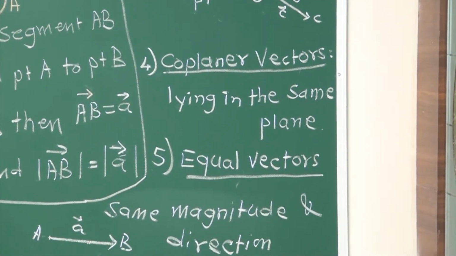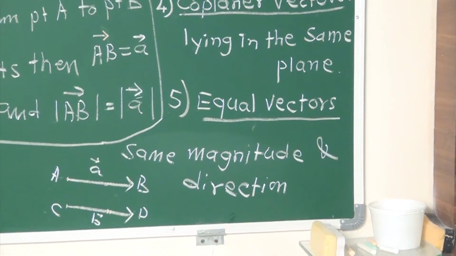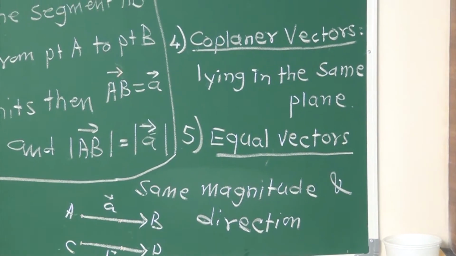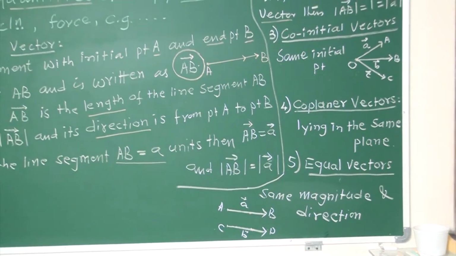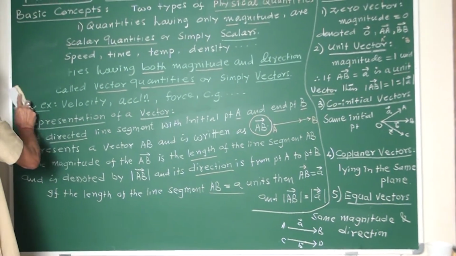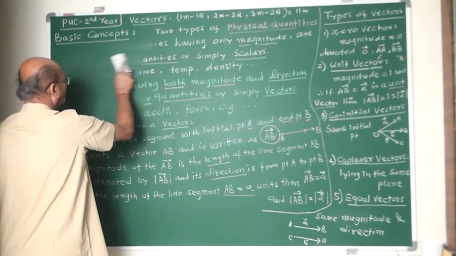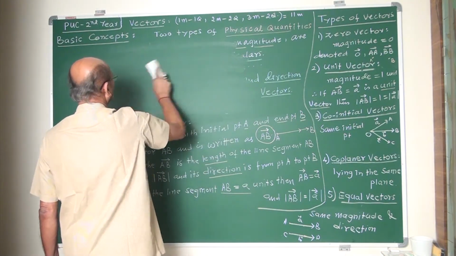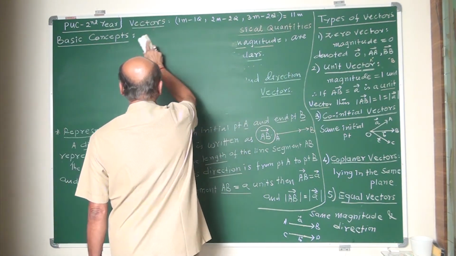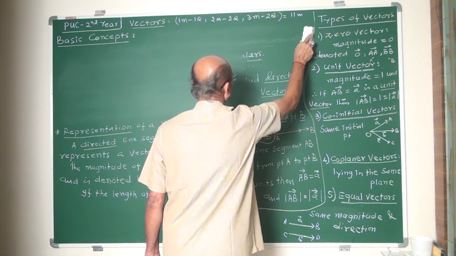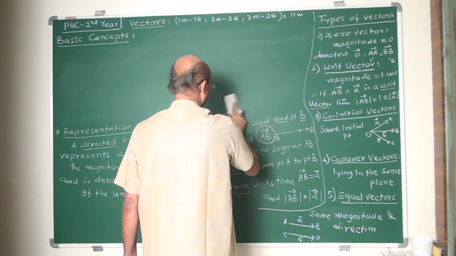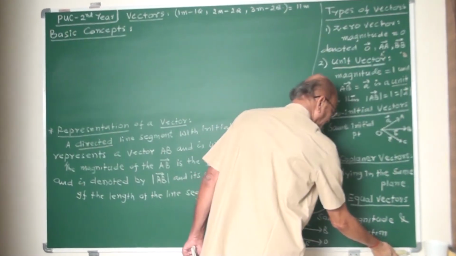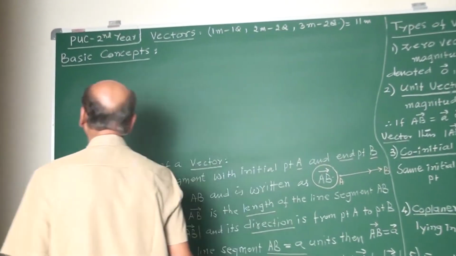Yes, friends. Next definition is negative of a vector. Negative of a vector.